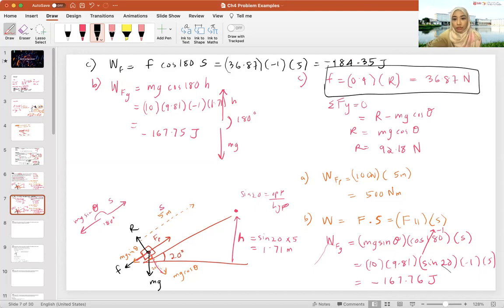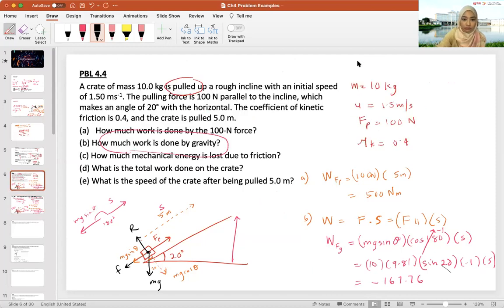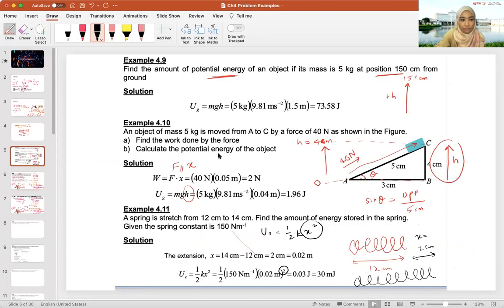Okay, so this is going to be minus 184.35. We're losing energy due to friction. How much mechanical energy is lost due to friction? Minus 184.35 joules. That is how much we are losing. What is the total work done on the crate?